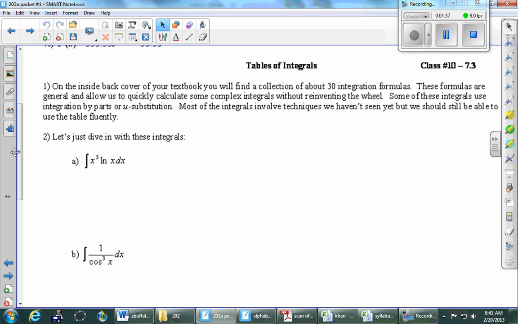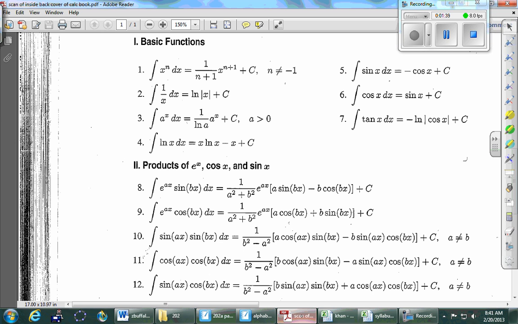Okay, so let's just take a quick look at this table. So I've made a scan of it. All right, so here's the table.